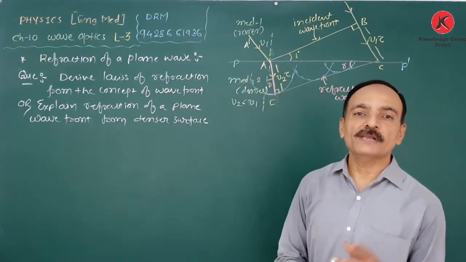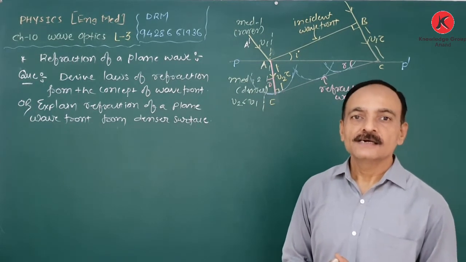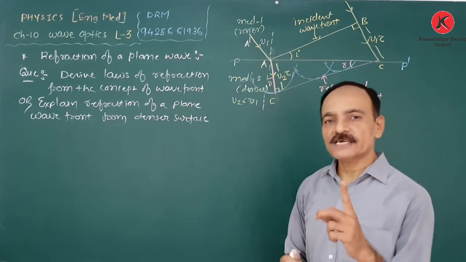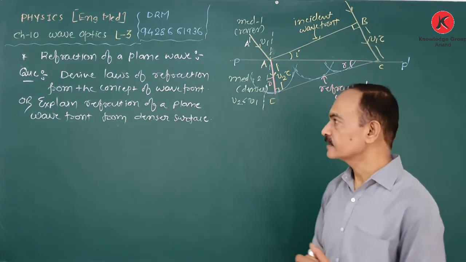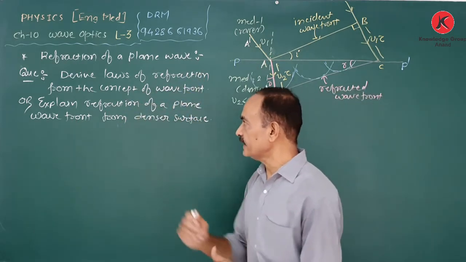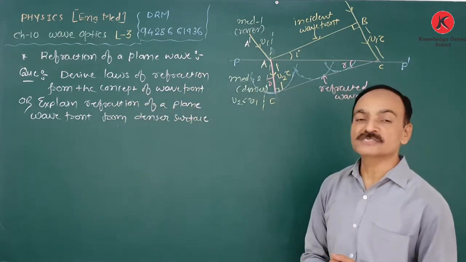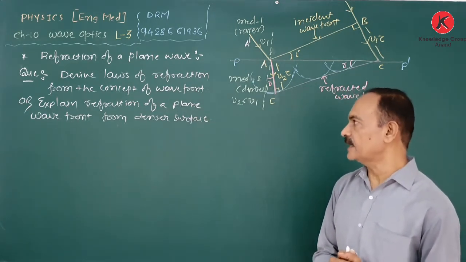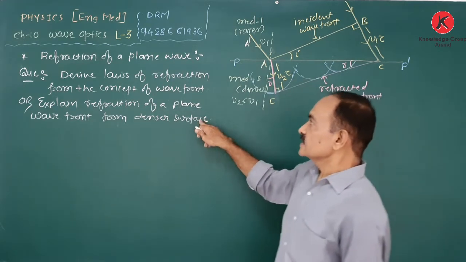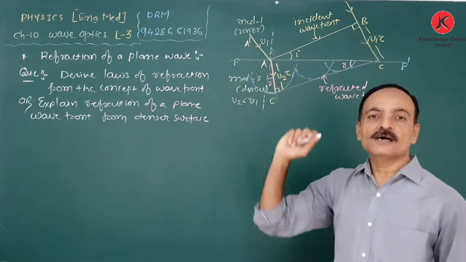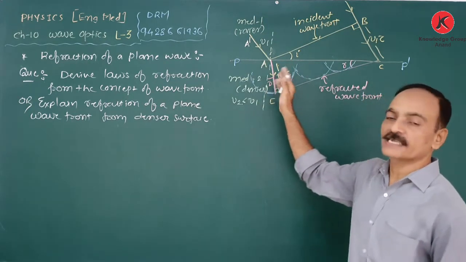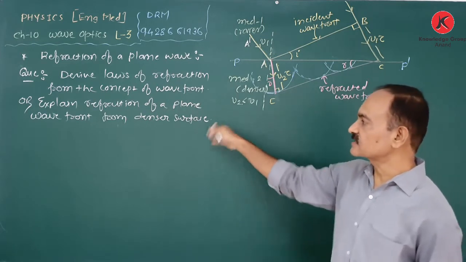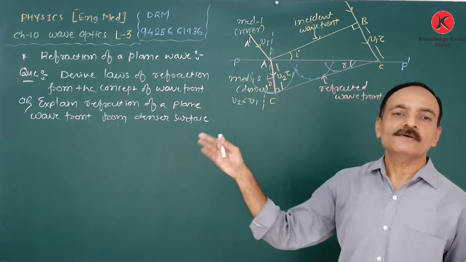What is the phenomenon of refraction of light? That means we explain the refraction of a plane wave, or the refraction phenomenon by the plane wave front. This question is also asked that way: derive the laws of refraction from the concept of the wave front, or explain refraction of a plane wave front from the surface separating the two media, rarer to denser. That means when a ray of light travels from the rarer to the denser medium, we have to explain the phenomenon of refraction or derive the laws of refraction.